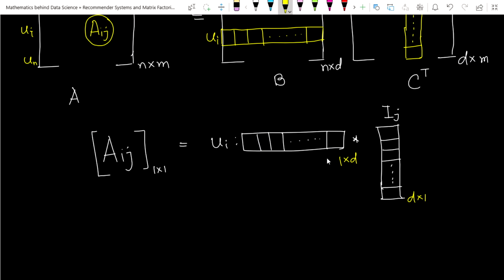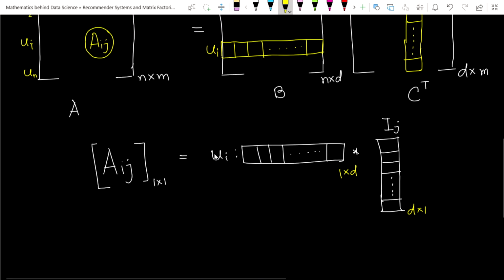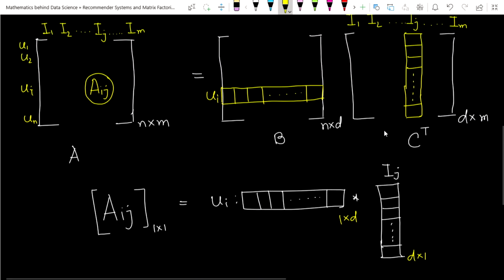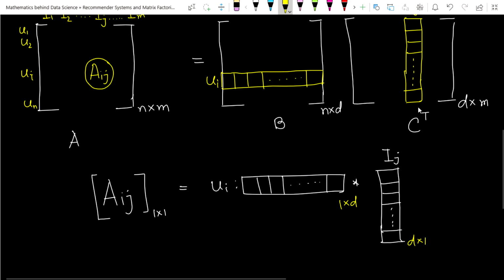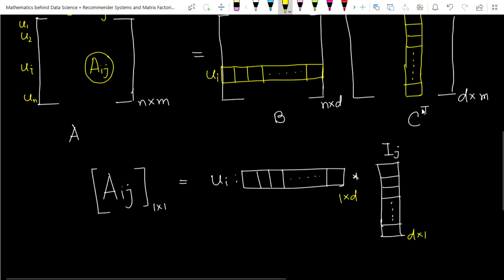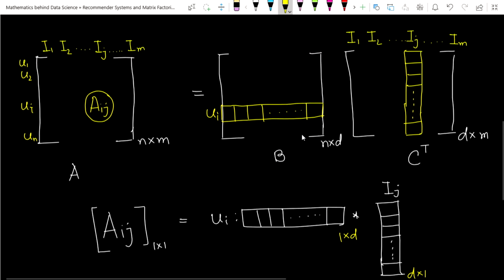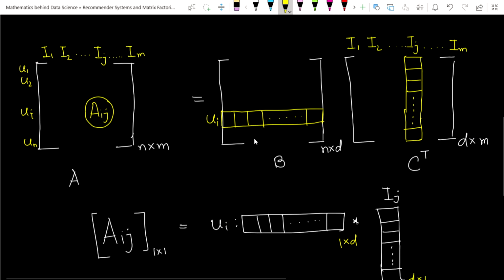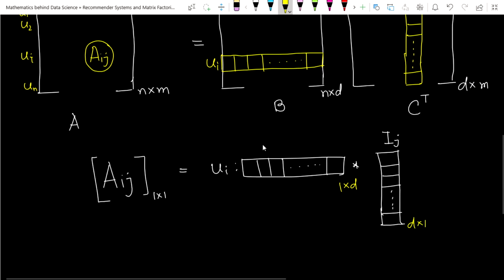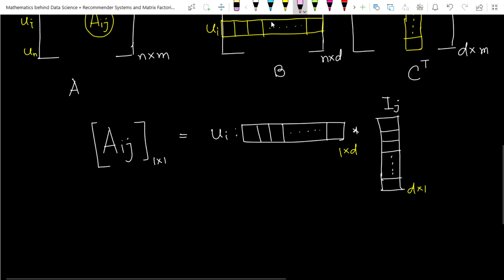So if you multiply these things, we get a 1 cross 1 matrix. So this is actually a column vector, and this is actually a column vector. These things are the ith row of the matrix B. See these things.